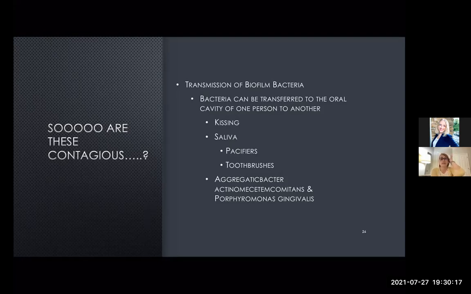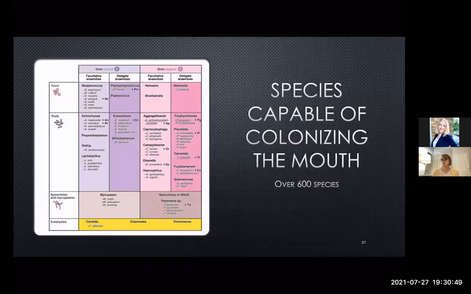So the Aggregatibacter actinomycetemcomitans, that's a big one. And remember, that's involved in aggressive periodontitis, as well as Porphyromonas gingivalis. Run-of-the-mill perio caused by P. gingivalis can actually be transmitted from one patient to another. So can Strep mutans. So caries and periodontal disease, while they are not contagious, they are transmissible. We can see this go from one patient to the next.